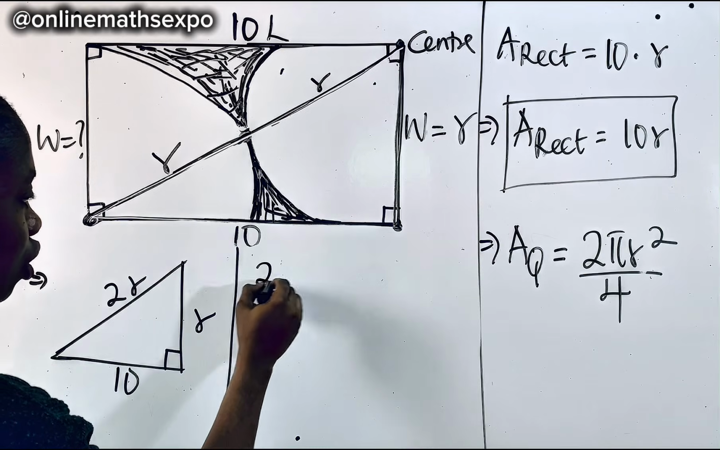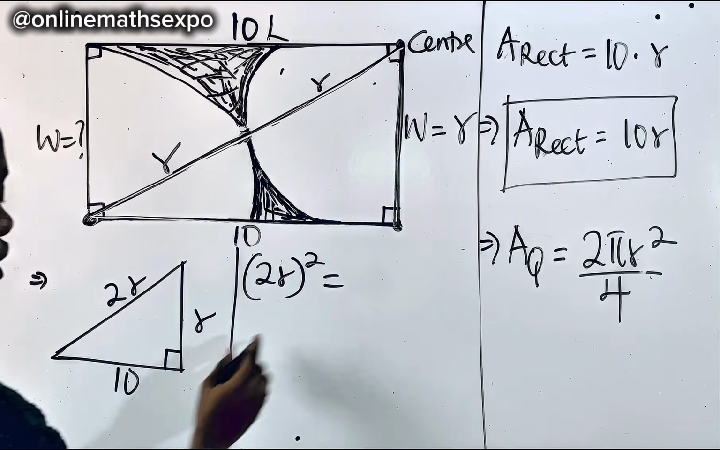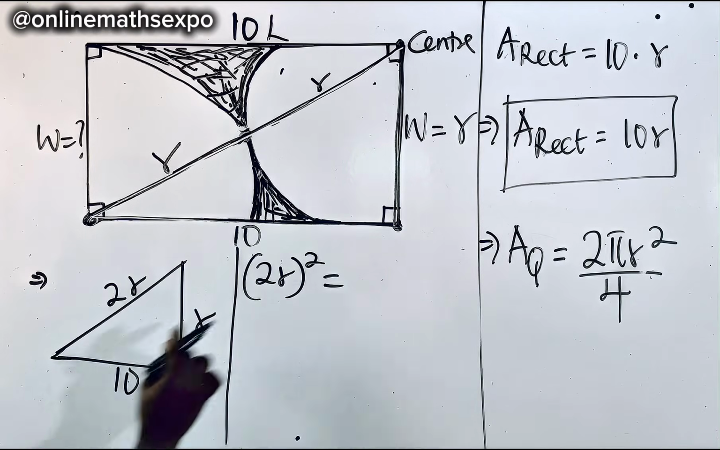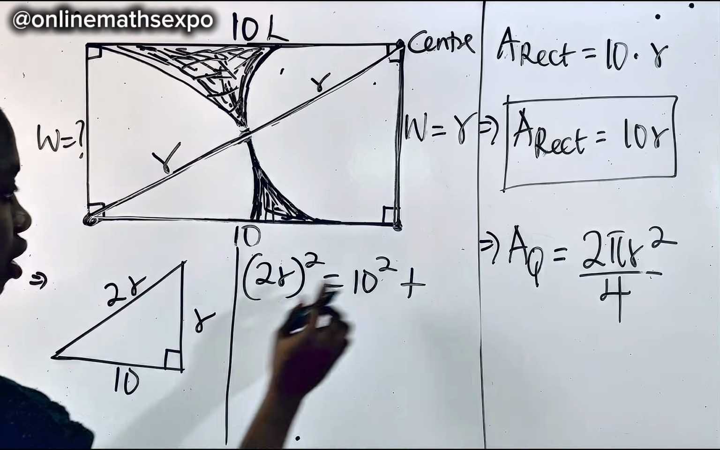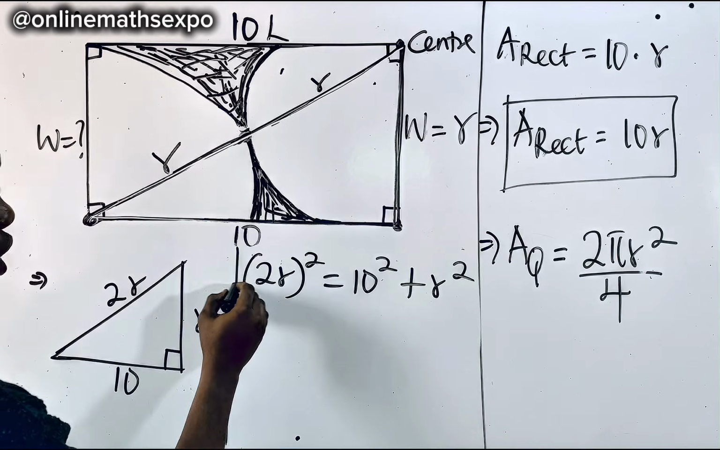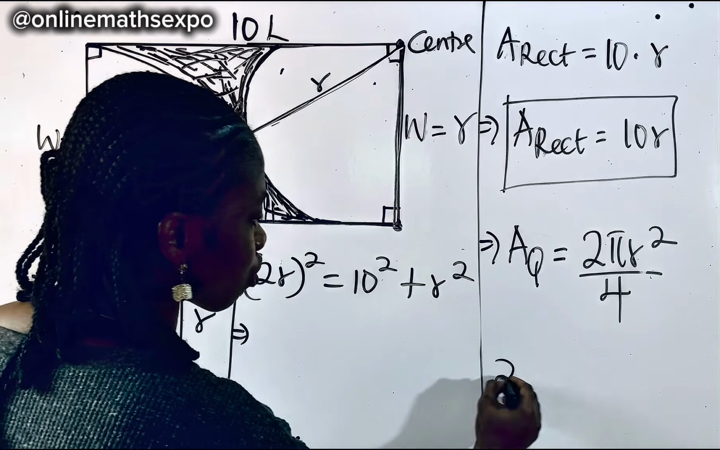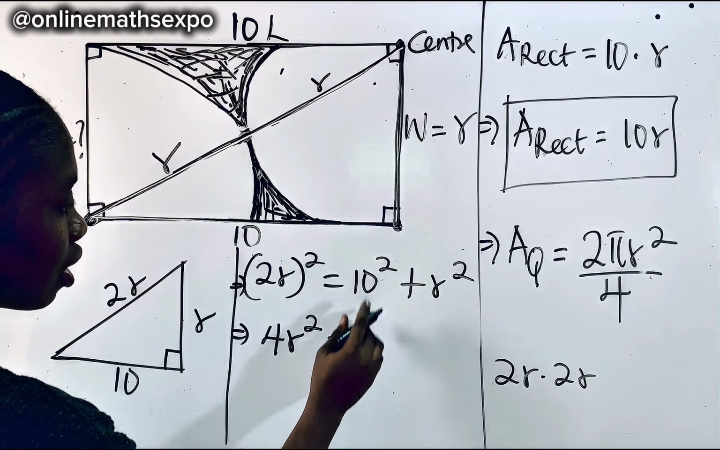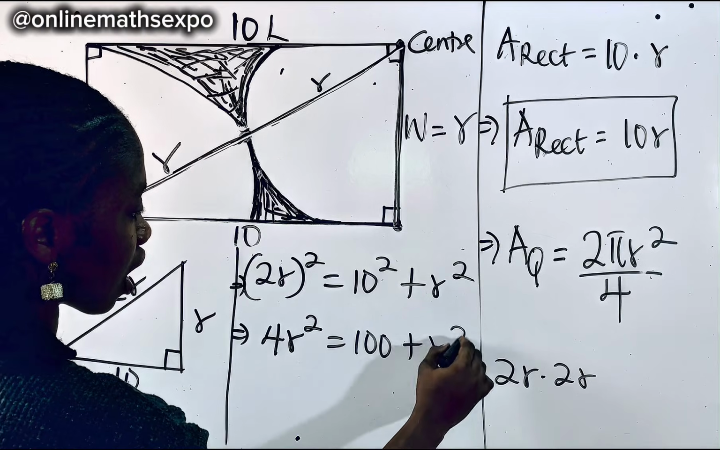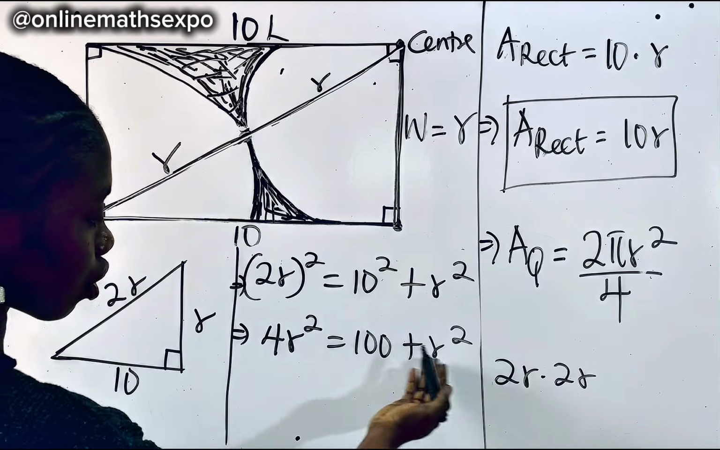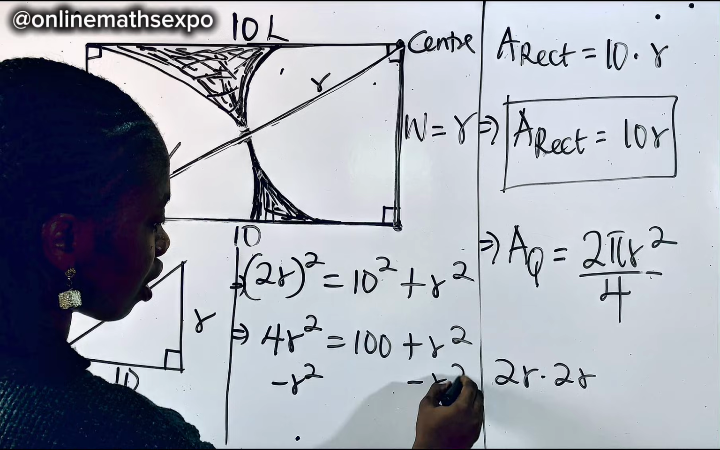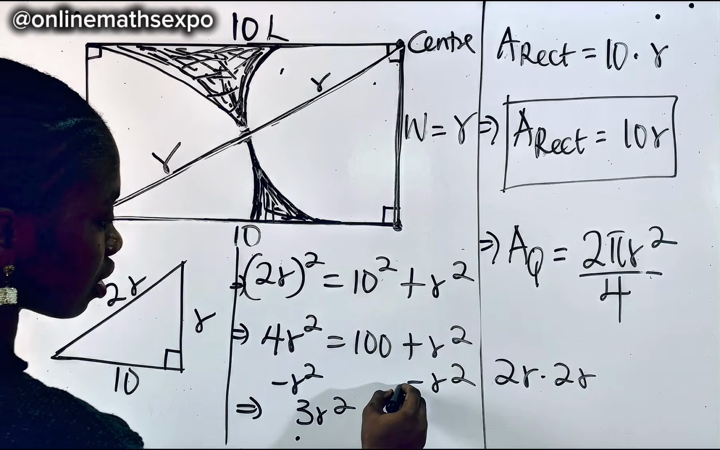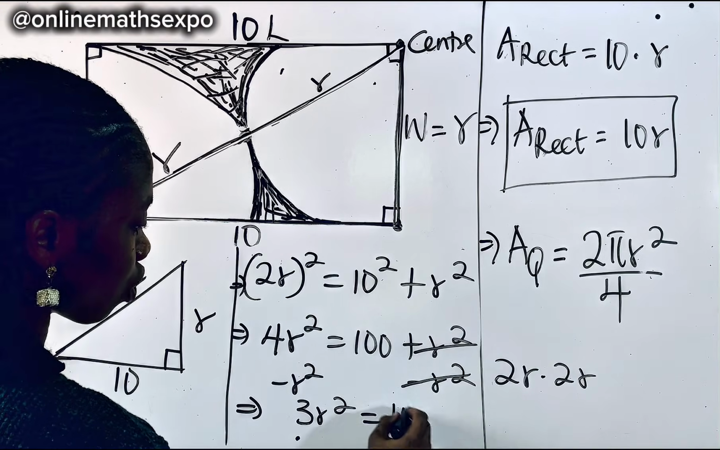So square it, so it's going to give us 2R squared is equal to the square of the remaining two sides and then sum it. So square this, you have 10 squared, square this, it gives you R squared. Now what do we do next? We know that 2R squared is 2R times 2R, and that gives us 4R squared. Then this gives us 100 plus R squared. And what do we do? Subtract R squared from both sides. So when you do that, it gives you 3R squared. This cancels, and we are equal to 100.